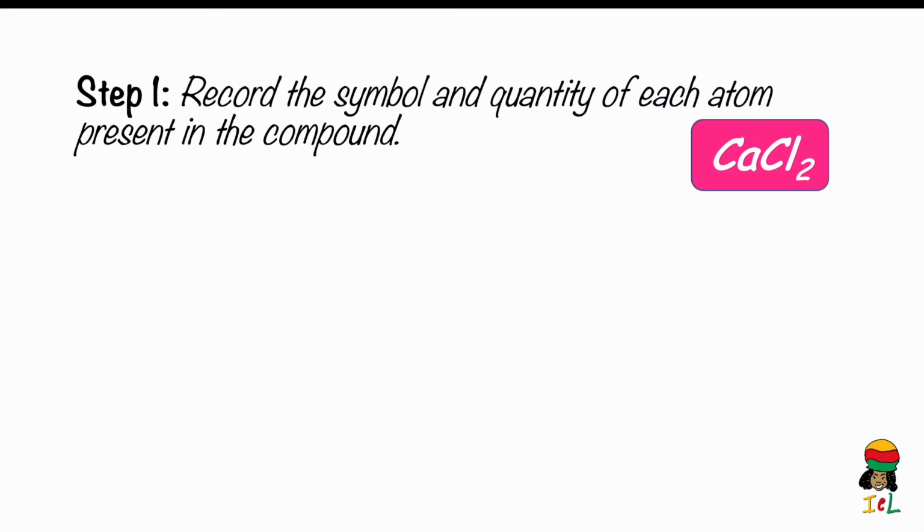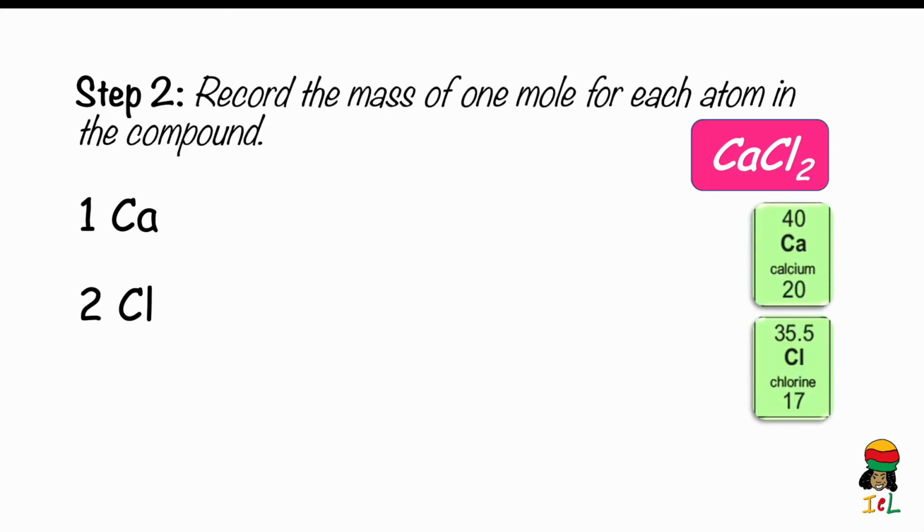Now that we have the chemical formula for calcium chloride, we will begin with calculating the molar mass and then follow through with the calculation for the relative mass. So step 1, we will record the symbol and quantity of each atom present in the compound. There is 1 calcium atom, 1 Ca, and 2 chlorine atoms, 2 Cl. Step 2, record the mass of 1 mole of each atom in the compound. As we can see from our periodic table information, the mass of 1 mole of calcium is 40 grams and that of chlorine is 35.5 grams.